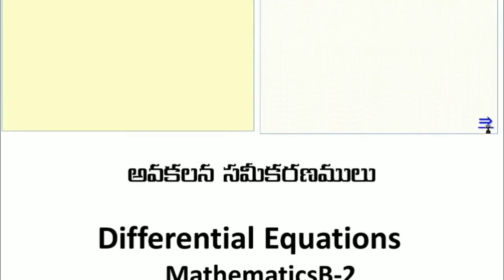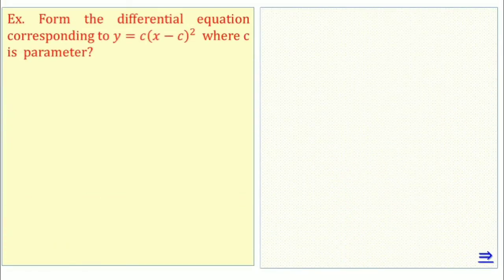Today, I am continuing our last topic, that is formation of differential equation. I am starting with a new example. So here we have an example. Form the differential equation corresponding to y is equal to c into (x minus c) whole square, where c is the parameter.